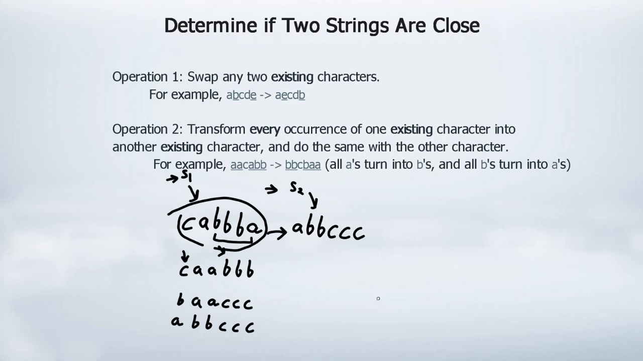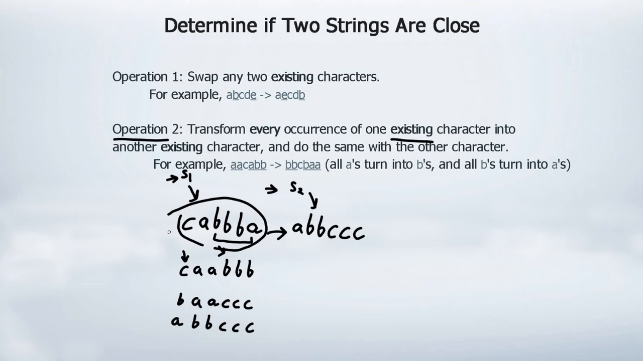So now maybe you should pause the video for a few seconds and see how this problem can be solved. Okay, so I hope that you have solved this question, and if not, then let's see the solution. So the very important word in operation 2 is existing. So if there exists any character which is not common in the two strings, then definitely the answer is false.